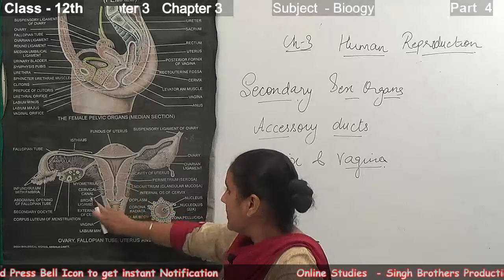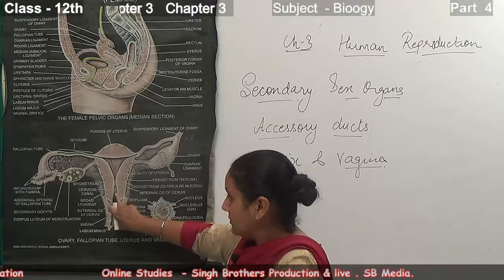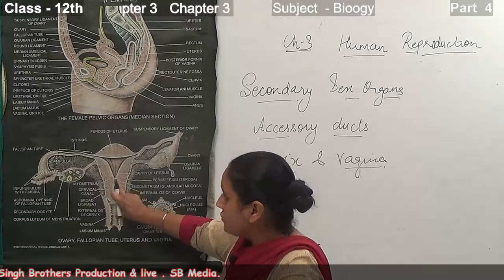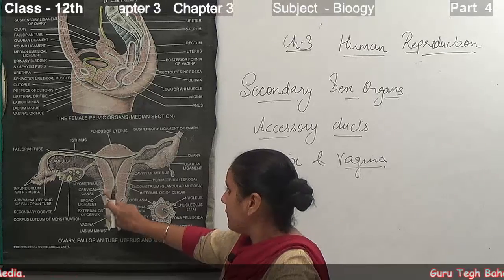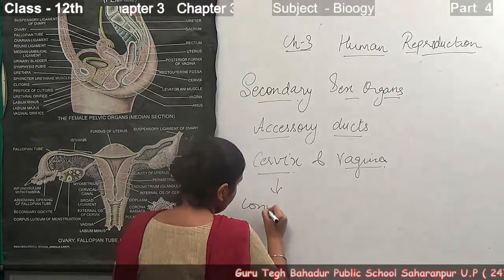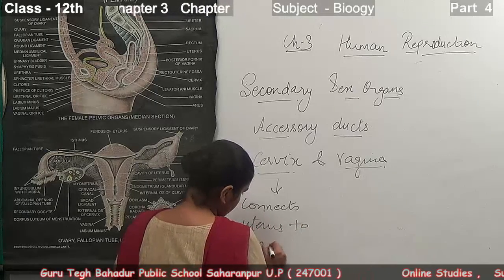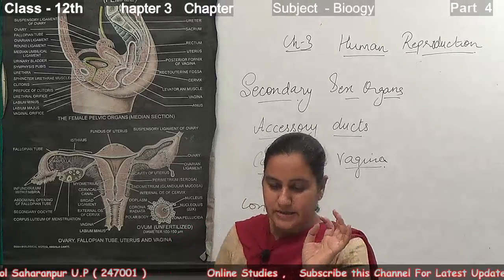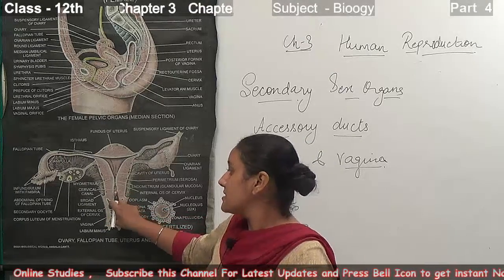This is the uterus. This is the cervix, and the cervical canal is shown in the figure. This cervix joins the uterus to the vagina. So these two parts are united by a common passage known as the cervix. What is the cervix? It connects the uterus to the vagina, and this cervix has a cavity. The cavity of the cervix is called the cervical canal.